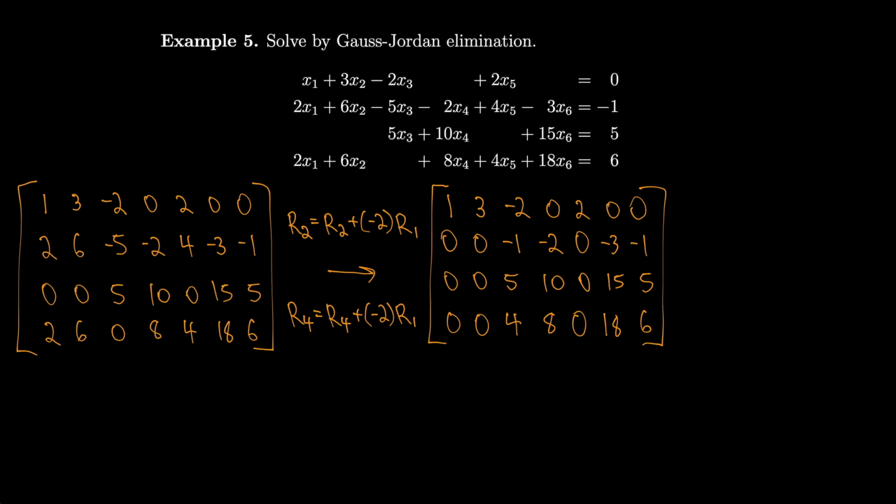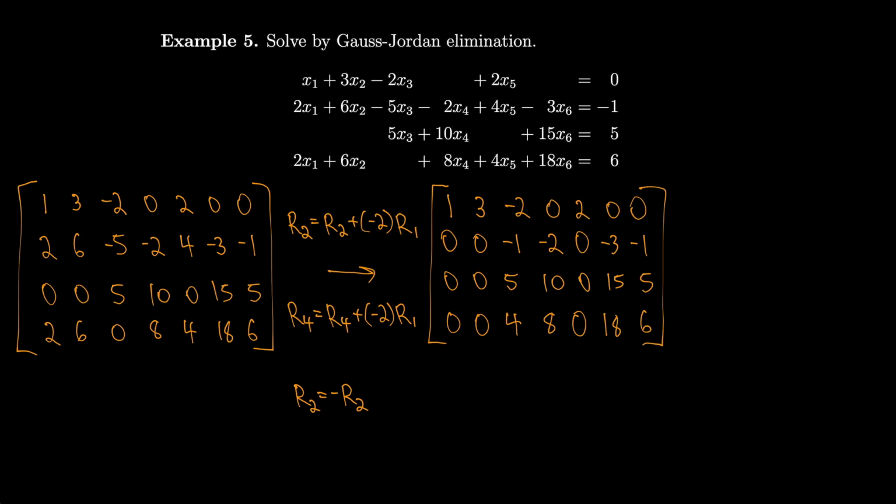Okay, so we've made some progress. Now we have zeros under the first leading 1. Let's see if we can try to get another leading 1. We could probably get one right over here if we just multiply row 2 by negative 1. So let's set row 2 equal to negative row 2. And then we'll have a leading 1 over there.